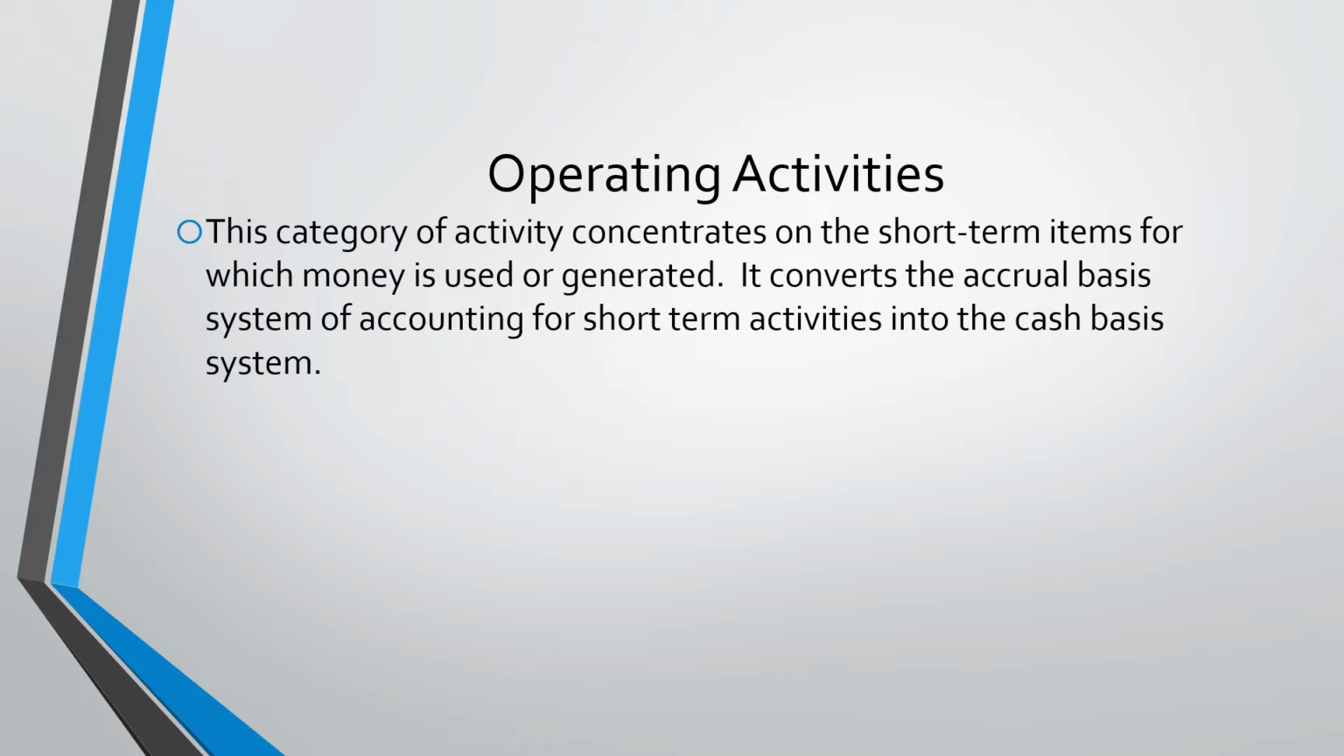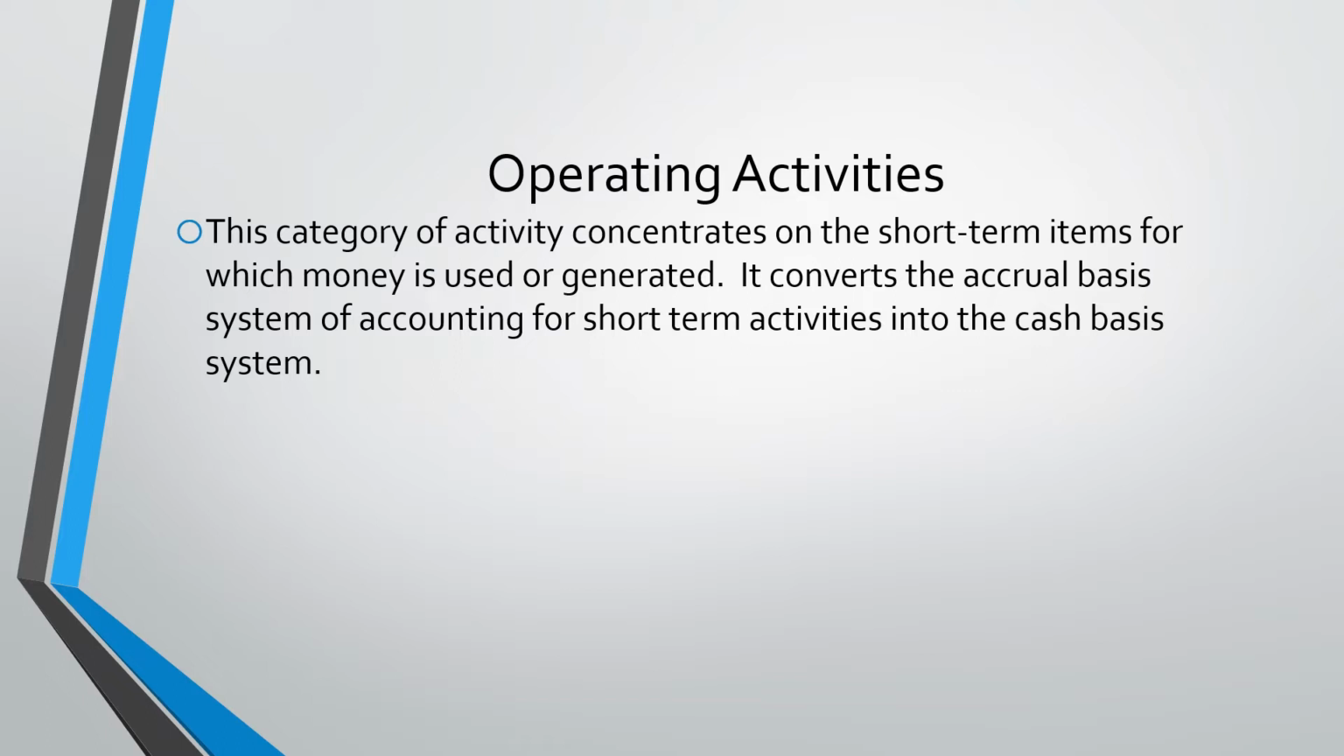Now, this category of activity usually concentrates on the short-term items for which money is used or generated. And what it does is convert the accrual basis system of accounting for short-term activities into a cash basis system. When we talk about accrual basis, we are basically saying that under that system, whether you receive money for items you would have sold or not, you have to record them during the period because that will be considered revenue earned.